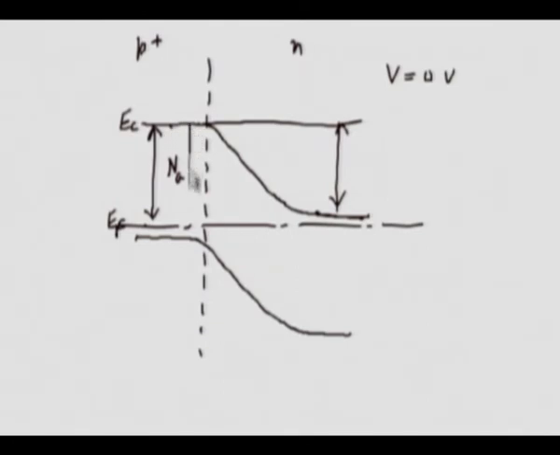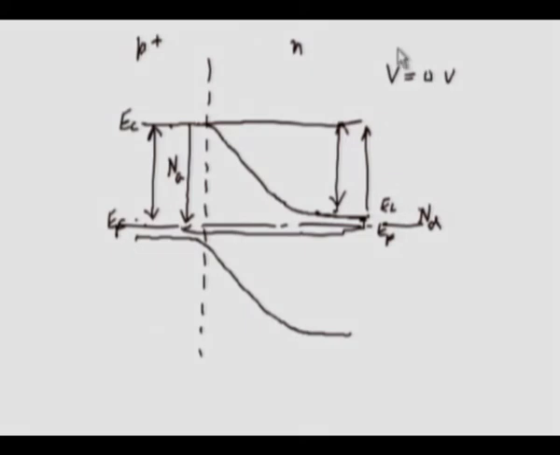You can go down like this, that is EC minus EF on the P side. You come back like this, then you come back like that, and then you come back like this. Okay, so that is the actual difference between this level and that level. And what is this EC minus EF here? That again will depend on what the doping density is.